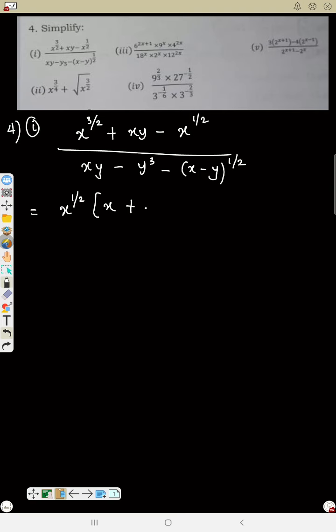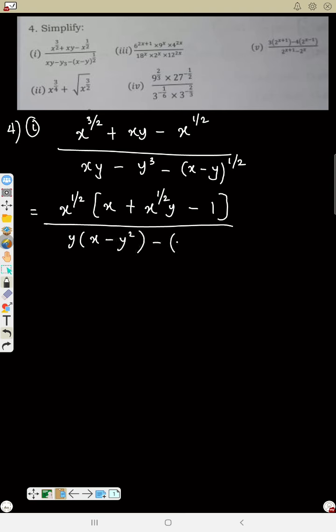plus s raised to power half y minus 1, divided by sy minus y cubed. So we can say y is common here. It will remain s minus y squared minus s minus y raised to power half.